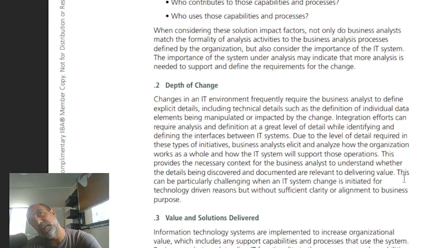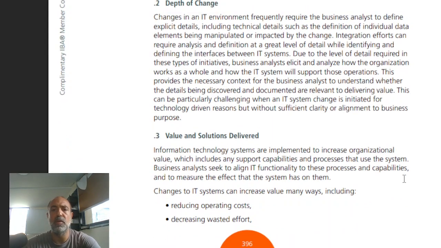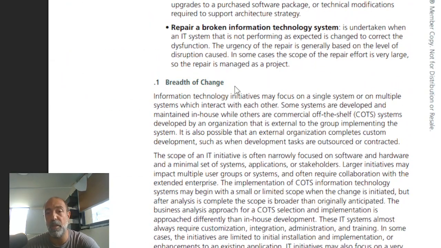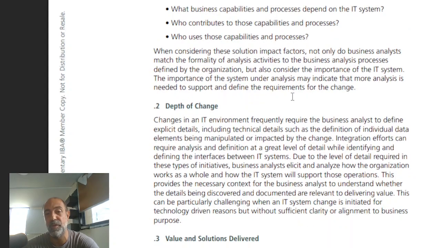Yeah, ultimately you have to model smaller pieces of the flow and then realize where details are needed. Or you model the whole thing and then build on top of it. And so what's the depth of the change? Changes in IT environment frequently require a business analyst. Remember, here what we're doing is the breadth of the change: where does it impact, and all the stakeholders in between.